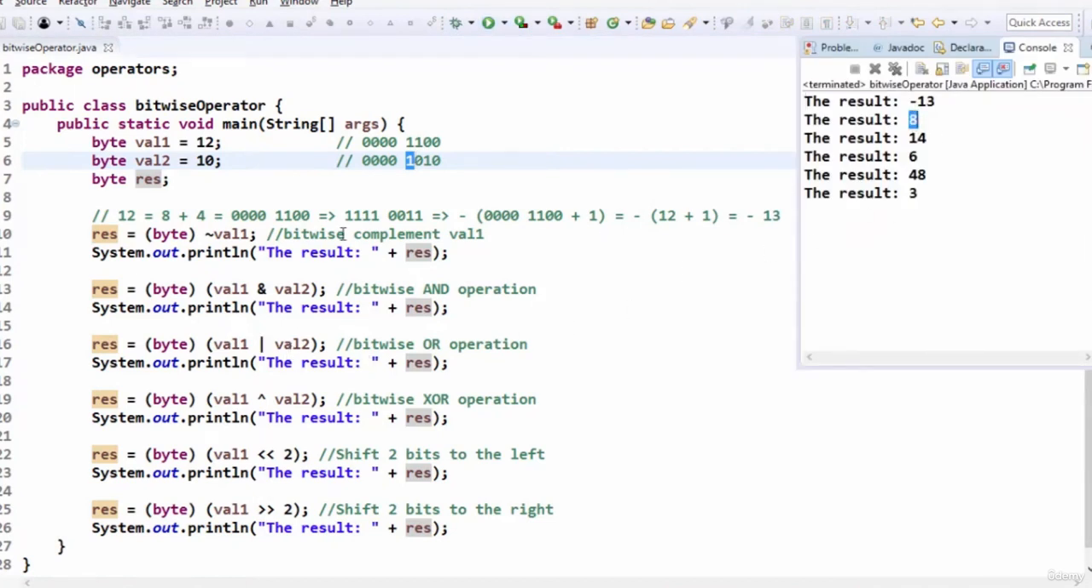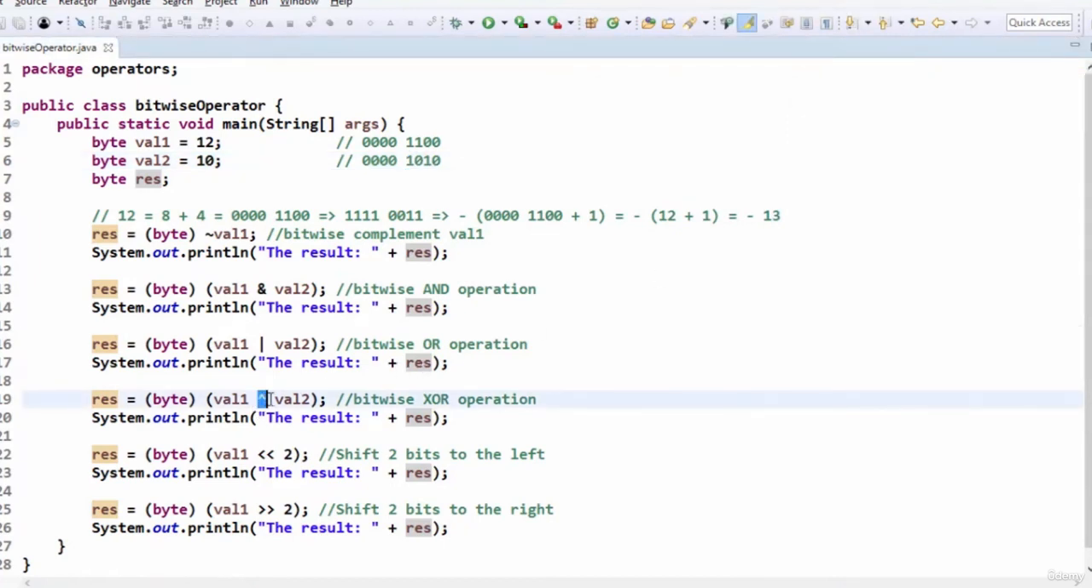In case of OR, what is happening? If you go on ORing bitwise, you can find that 1 or 1 is 1, 1 or 0 is 1, 0 or 1 is 1, and the rest of the bits will be 0. So 1 1 1 0 will be the outcome. That means 8 plus 4, 12, plus 2, that is 14 here. So after ORing we're getting 14.